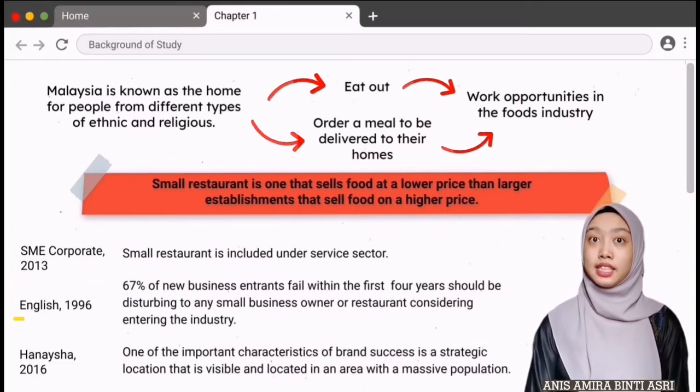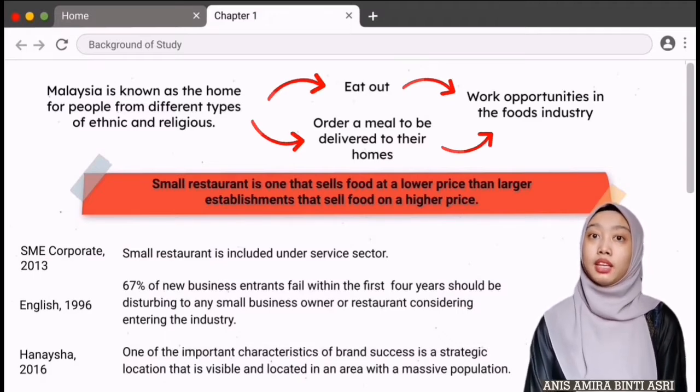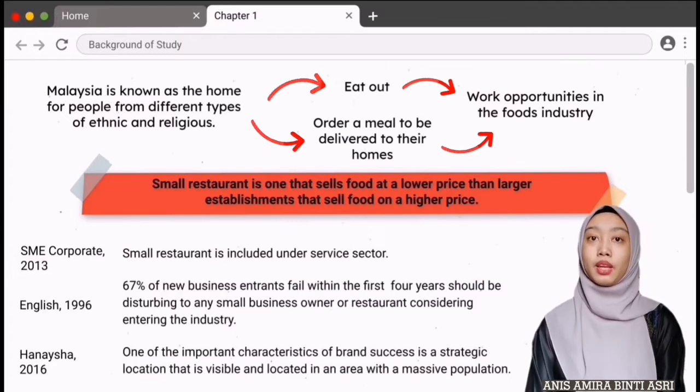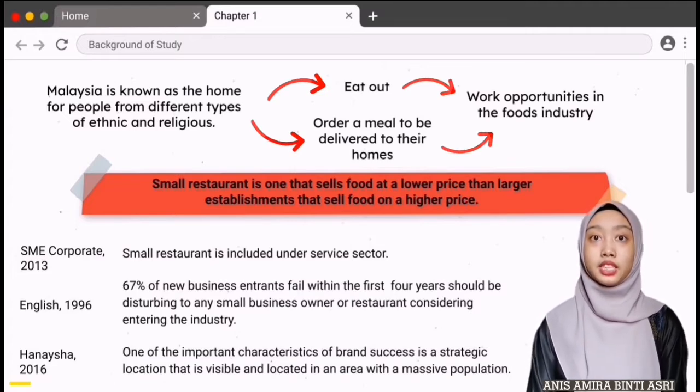English in 1996 stated that 67% of new business entrants fail within the first 4 years, which should be disturbing to any small business owner or restaurant considering entering the industry. This emphasizes the importance of providing accurate knowledge about the reasons for similar performance and failure of company enterprises. While in 2016, Hanaisha wrote that one of the important characteristics of brand success is a strategic location that is visible and located in an area with a massive population.